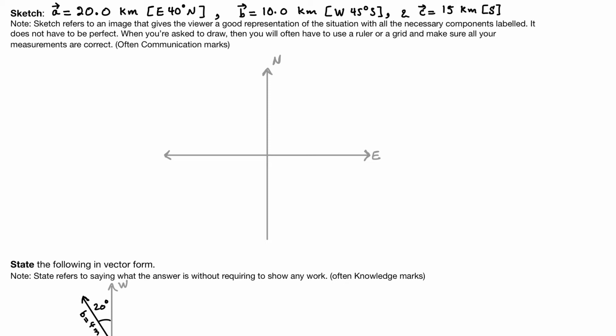So in order to sketch the first one, vector A, it's 20 kilometers, and it's east 40 degrees north. So it starts here, turns 40 degrees towards north, so it goes this way. So I'm going to draw it with purple. So this is 40 degrees. And it's 20 kilometers, so I am going to label it as 20 here, and this is vector A.